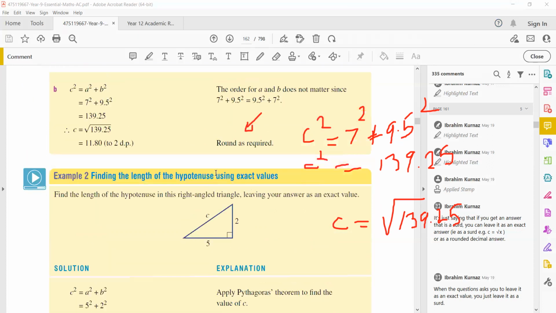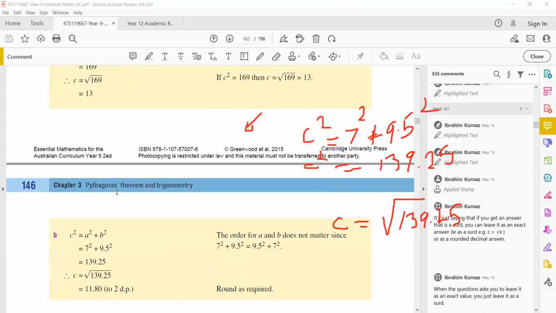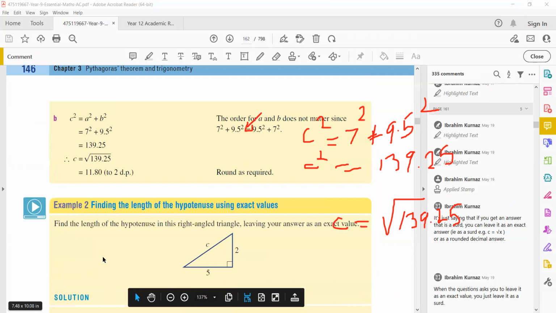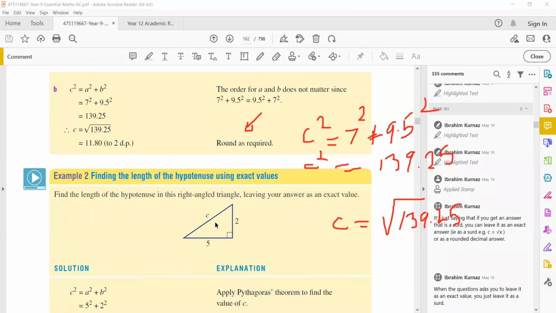Then you have to remember always that C should be bigger than 9.5. That's why I got 11.8. Here also the same. You got 2 and you got 5. It should be more than 5. Okay. So the 2 is the A and the 5 is the B. Correct.